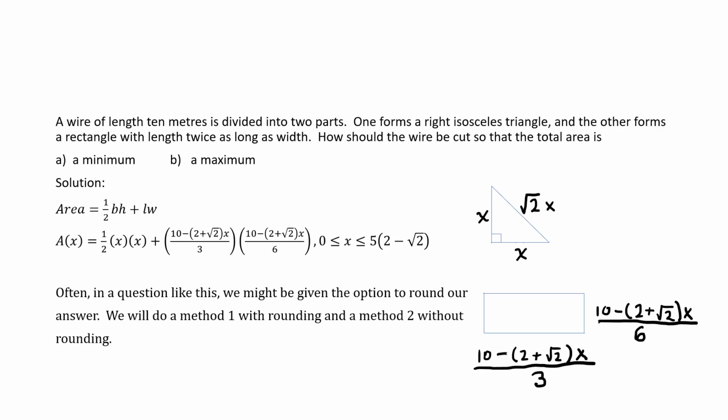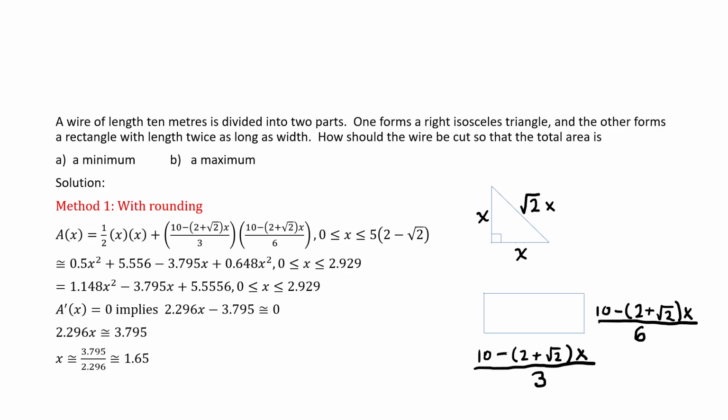Now, there are times where you're going to get an option to round your answer or not, so we'll do a method where we round it and a method where we don't. If you're allowed to round it, then we can change these quantities right here, and using decimal approximations and a little bit of simplifying, we ultimately get 1.148x squared minus 3.795x plus 5.5556, and we get x is somewhere in the interval between 0 and 2.929.